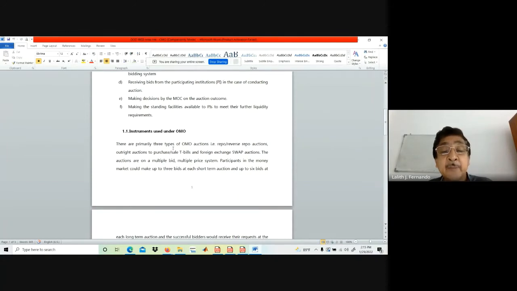There are primarily three types of OMO auctions. Now, all these things would be done to achieve a certain goal. What is that goal? To stabilize the call money rates. If the call money rates go up, what will happen? It will enhance the interest rate level, or the rate of interest would go up. The central bank tries its best to stabilize the rates. The other way, they want to keep the rates at a lower level.